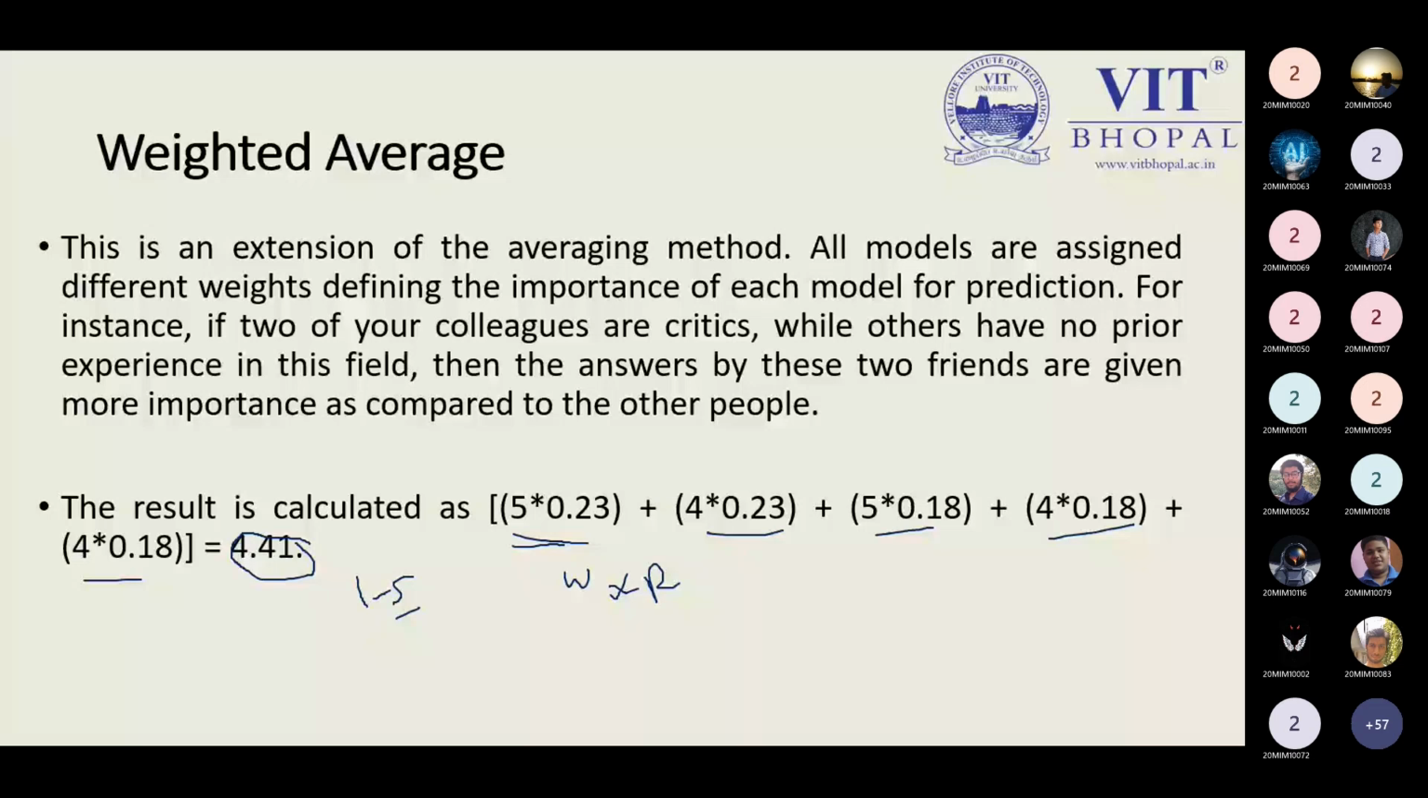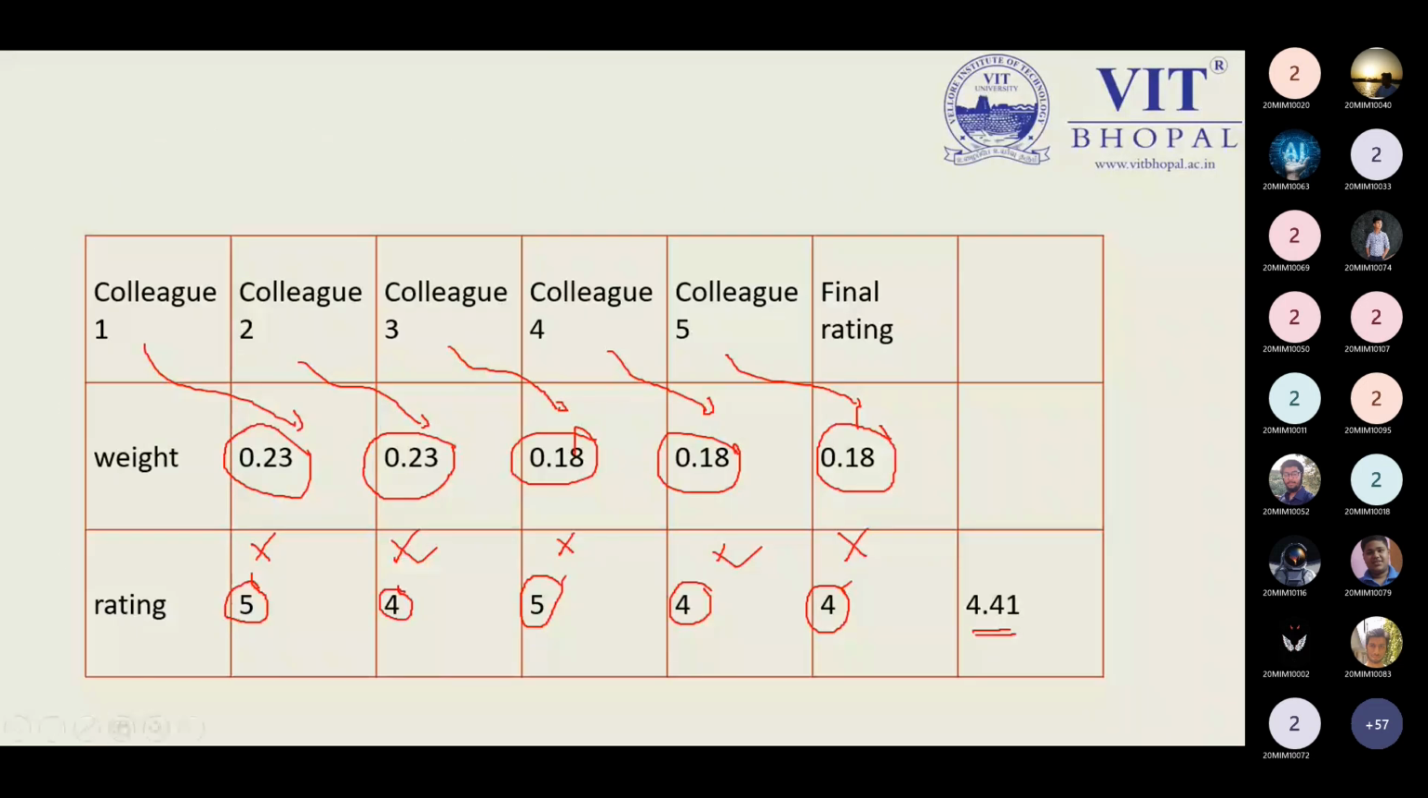I will multiply each rating value by its respective weight. If I do so, I'm getting 4.41. Look at this example and it will be clearer. 0.23 is the weight of colleague 1, who gives a rating of 5. Colleague 2 gives the 0.23 weight to their rating of 4. The same thing happens with colleagues 3, 4, and 5. So I'm getting 4.41, which is my final rating using the weighted average method.